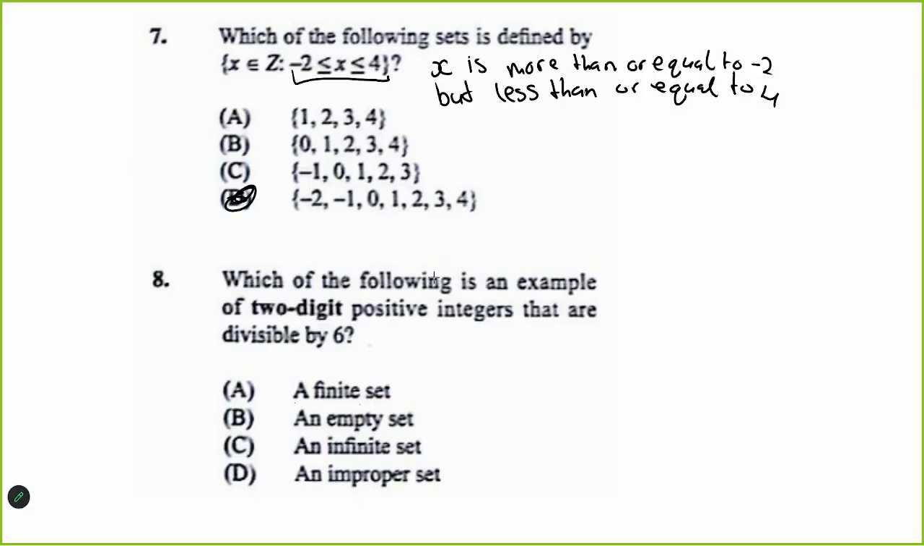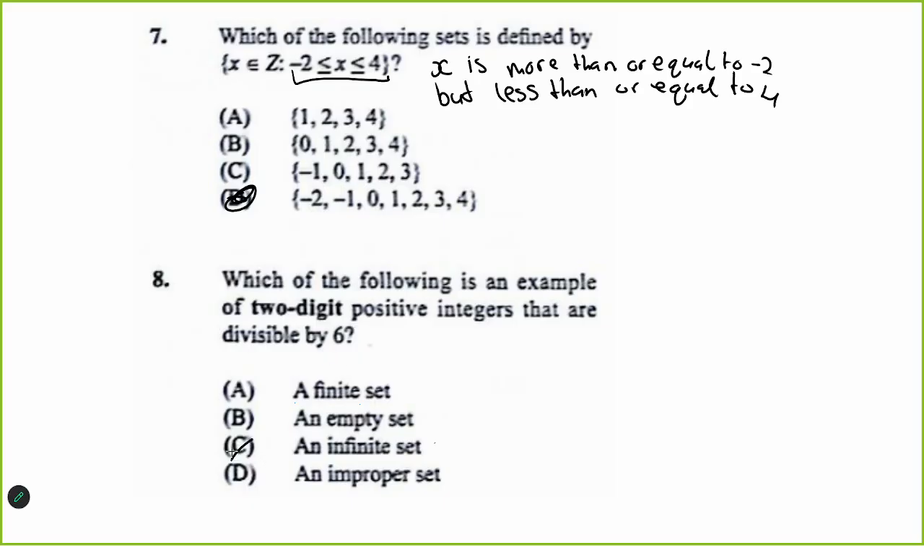Which of the following is an example of a 2-digit positive integer that are divisible by 6? So if that is a finite set, meaning can we count the number of 2-digit numbers that are divisible by 6? An empty set, meaning there is no element that is divisible by 6. An infinite set, meaning we cannot count the number of elements that are divisible by 6. It goes on. Or an improper set, right?